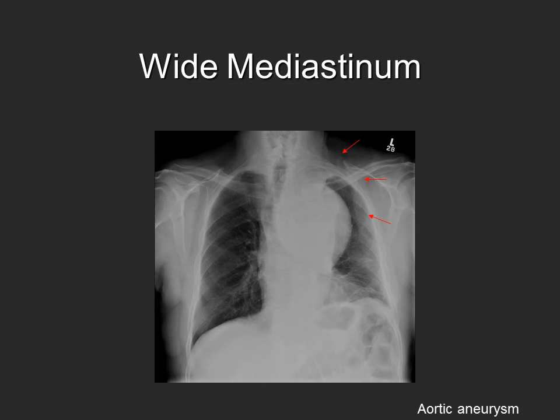This is a chest X-ray of a wide mediastinum. The arrows point to the aortic aneurysm causing the mediastinal widening.